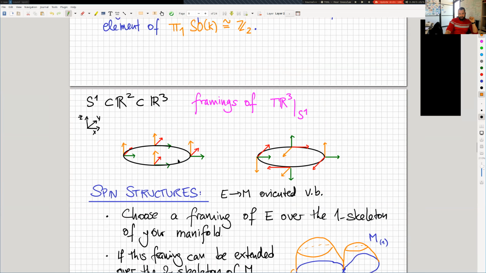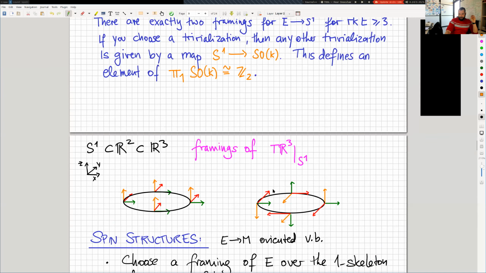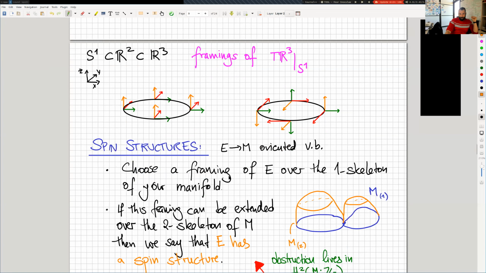And you can see here, for example, this framing above extends, of course, to the disk which is bounded by this S1, because it's just the section by the standard basis. But this one here, which twists around, you cannot extend to the inner part, because this framing is represented by the non-trivial element of this group. And if this map is homotopically non-trivial, you cannot extend it to any disk, right? Otherwise, it would be homotopically trivial. So the vector bundle with this framing has a spin structure and this one does not.